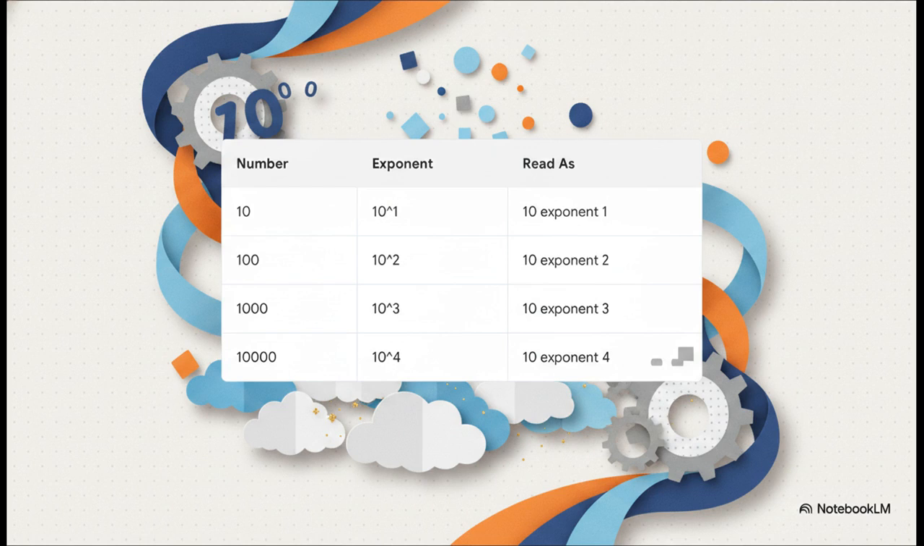Now, did you notice a trick here? The tiny exponent number tells you exactly how many zeros are going to be in your answer. 10 exponent 3 has 3 zeros. 10 exponent 4 has 4 zeros. Knowing this little trick is going to save you so much time on your tests.